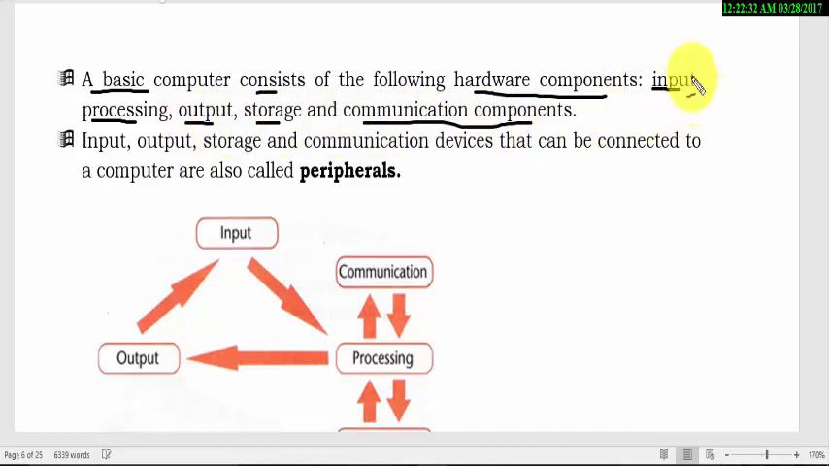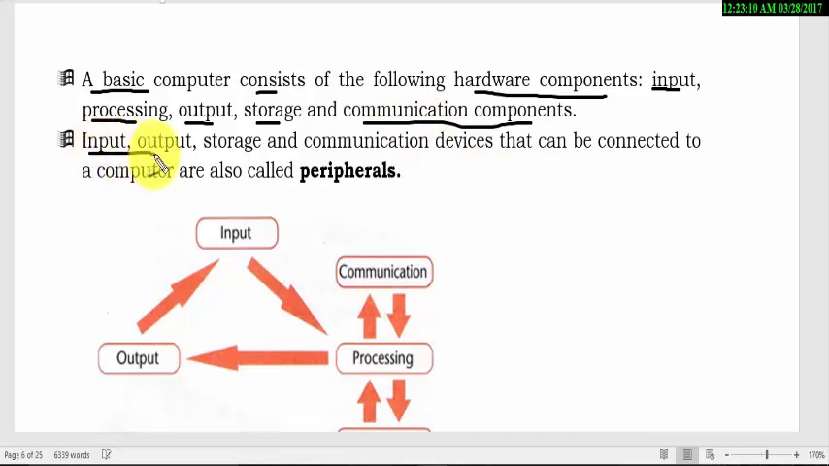Input devices are devices which are used to enter data into the computer. Processing devices, or the CPU, are used to process data which you have entered into the computer. An output device is what we use to see what we are doing on the computer. Storage devices help us to keep or store work which we have done on the computer. Communication components are components which help us to access a network or the internet on the computer and share with other people.